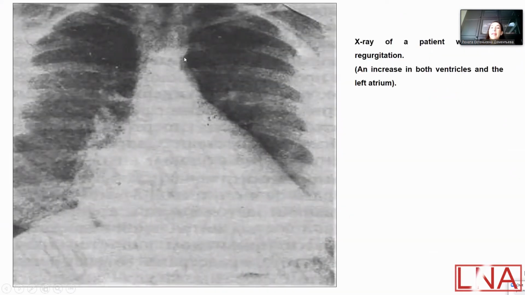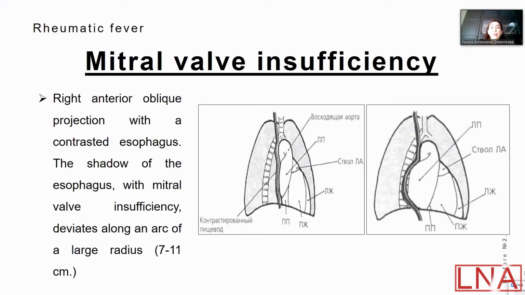About X-ray, an increase in both ventricles and in the left atrium. So it will be cardiomegaly, affecting practically all chambers, both right ventricular and left ventricular. Right ventricular due to the mechanism of pulmonary hypertension, due to development of chronic pulmonary heart or cor pulmonale, and left ventricular will be affected due to increasing load by the volume of returning blood from the left atrium.